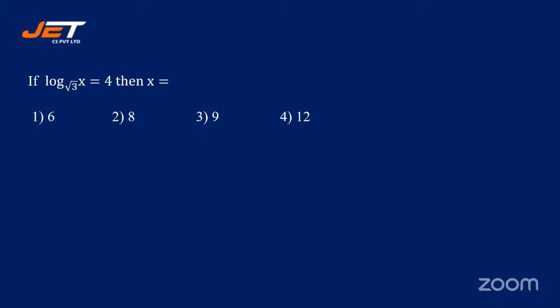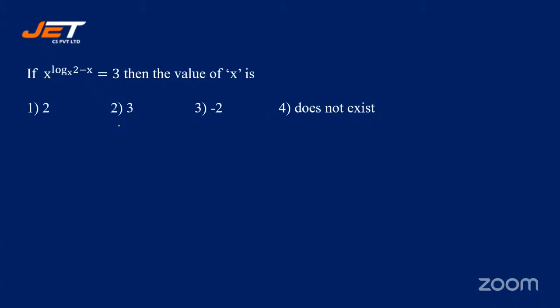So we know x is equal to root 3. This base will become the denominator, and equal to will come to the power. So root 3 to the power 4 is root 3 into root 3 is 3. Again, root 3 into root 3 is 3. Therefore, x is equal to 9, 3 into 3. So your option 3 is the correct answer. If you had opted for option 3, your answer is perfect. Let's move on to the next question.